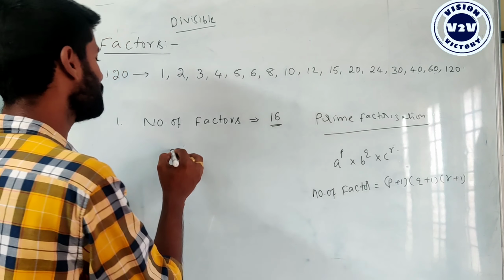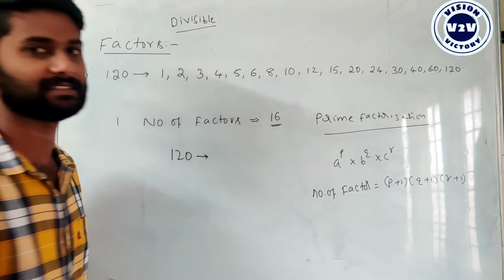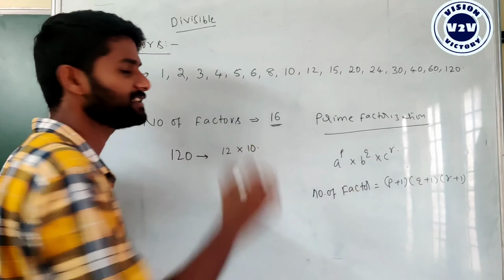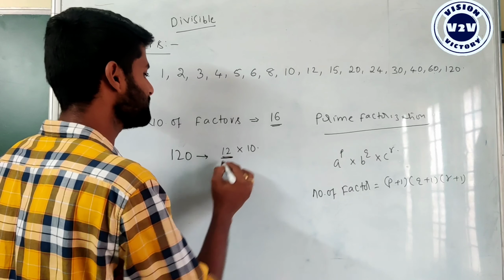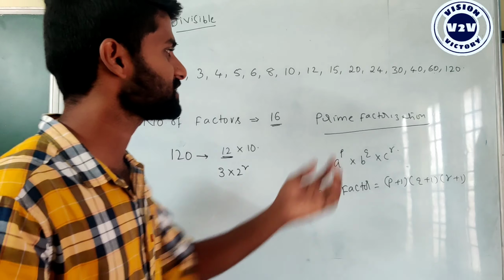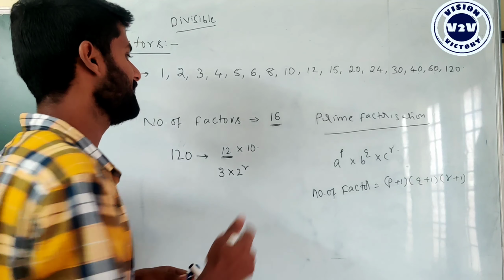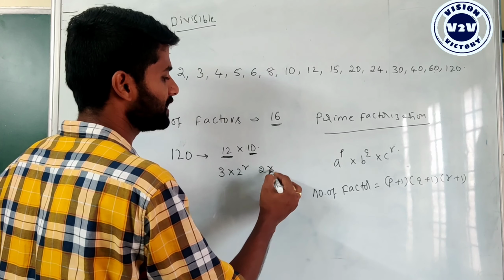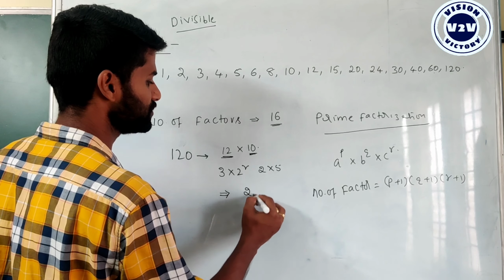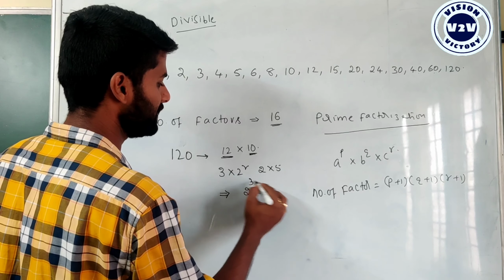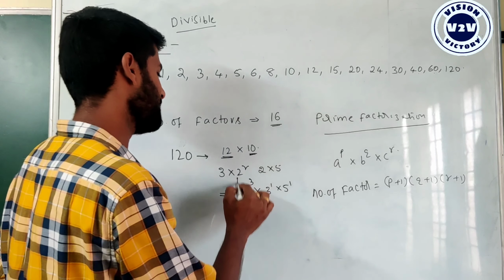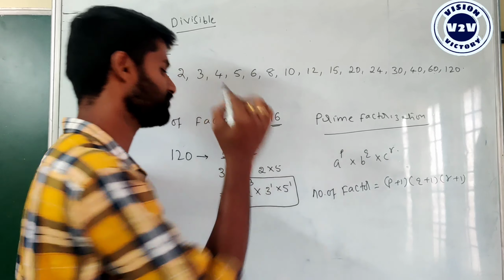Okay, so 120 is converted into prime factors. Consider 10 into 12. I can write 12 as 3 into 2 square, where 2 square means 4. Why? Because factors must be prime numbers. And 10 can be written as 2 into 5. Finally, the entire number is 2 cube into 3 power 1 into 5 power 1. These are the prime factors of 120.